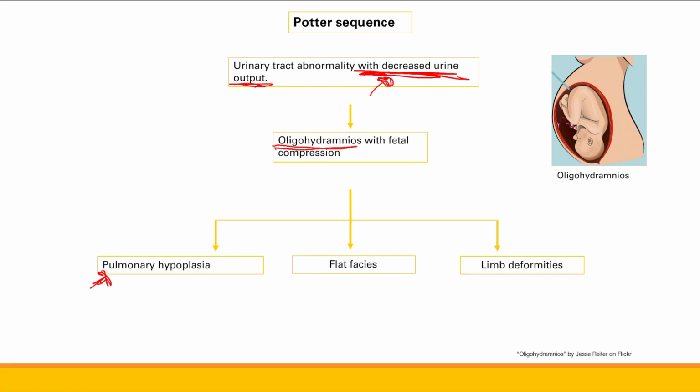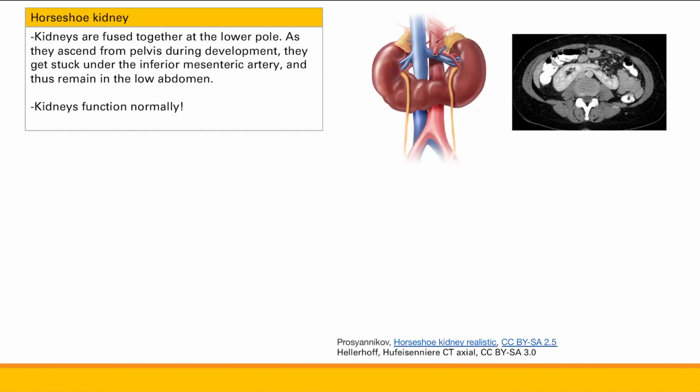Flat facies is basically a compression of the face. There's not enough amniotic fluid here, so this kid's face is smack up against the womb and it gets flattened. Same for the limb deformities, as you can see here. There's not much cushioning at all. His foot is just pressed against the womb and it's going to become deformed. So all this arises from decreased urine output and oligohydramnios. Make sure to remember pulmonary hypoplasia, flat facies, limb deformities. That's going to be in Potter sequence.